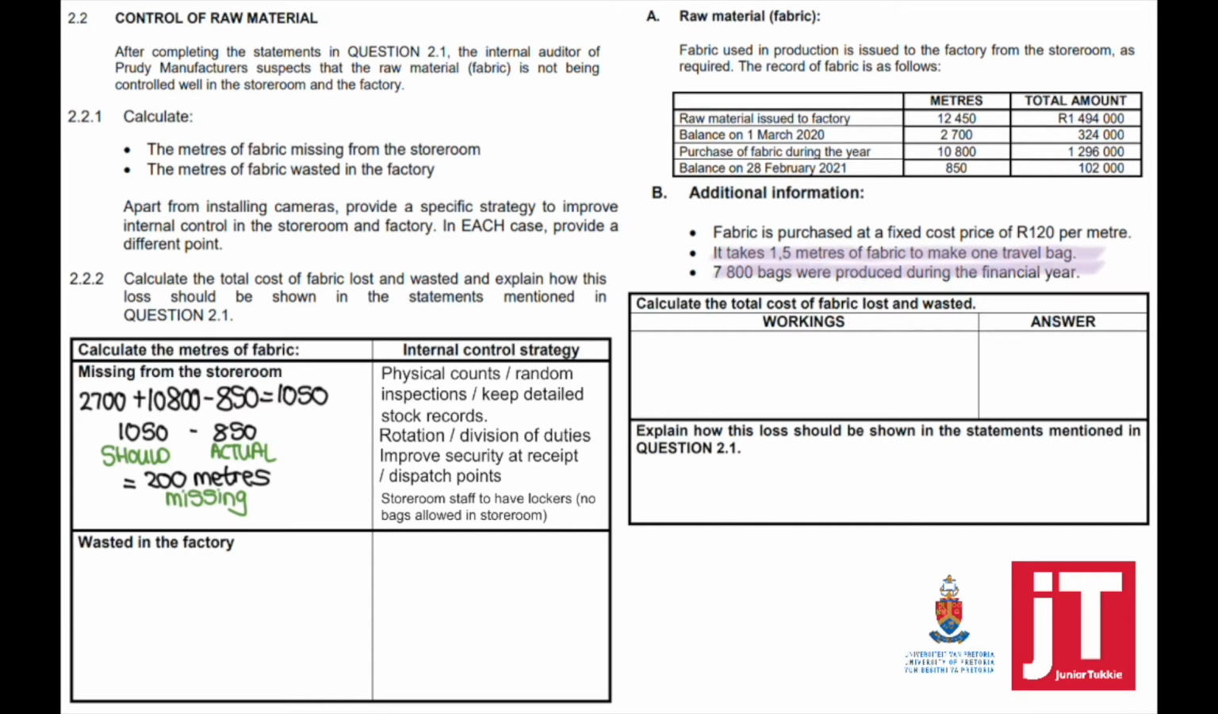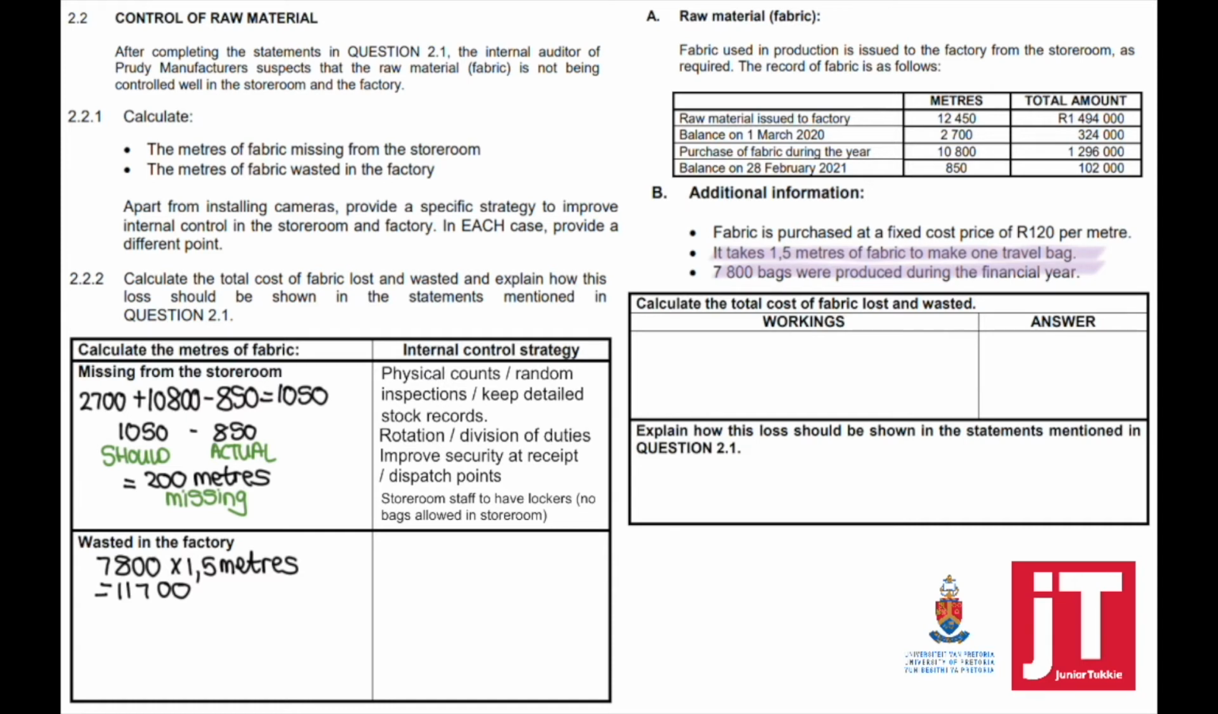If we look at what is wasted in the factory, it takes 1.5 meters of fabric to make one travel bag. 7,800 bags were produced during the year. This means that 11,700 meters were needed to make 7,800 bags.